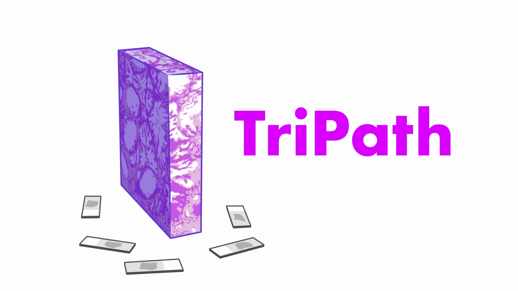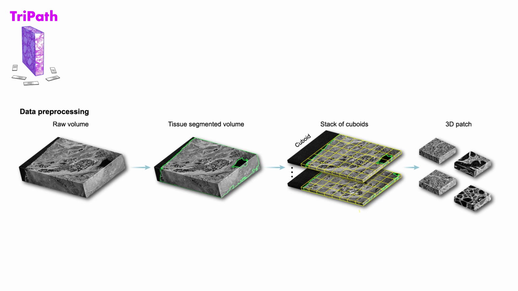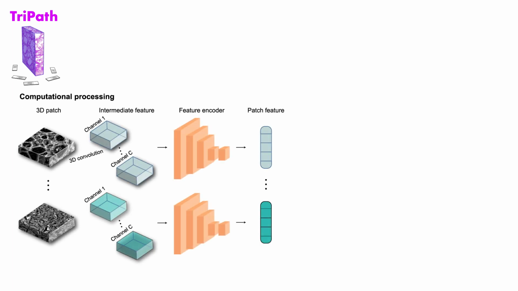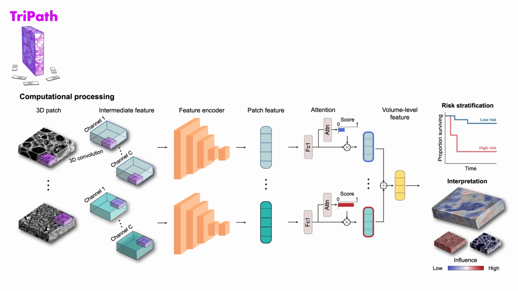TriPath is a deep learning platform for processing tissue volumes and predicting clinical outcomes based on 3D morphological features. It is comprised of two steps: data pre-processing and computational processing. First, the raw volumetric 3D pathology image is divided into a set of smaller 3D patches to facilitate computational processing on the enormous input. Next, a representative and low-dimensional feature is extracted for each 3D patch, and these 3D patch features are aggregated together to form the volume-level representation, which yields the patient outcome prediction.